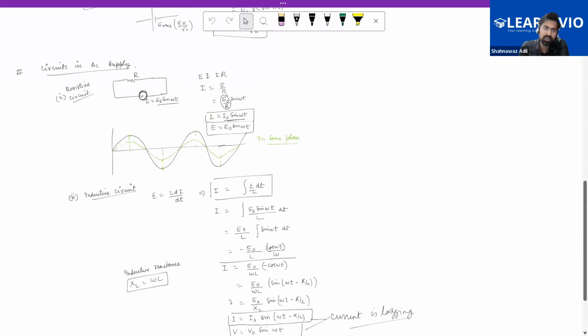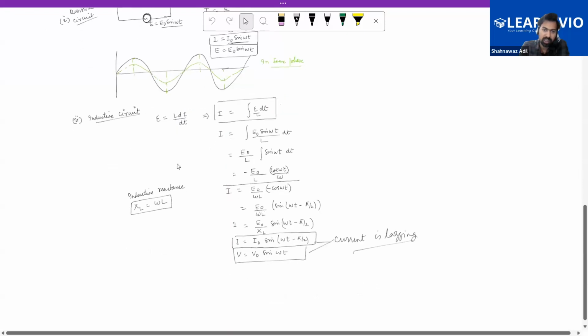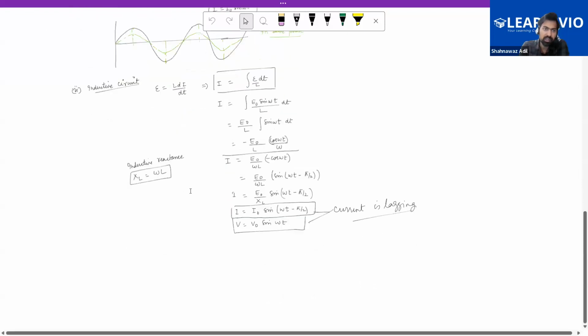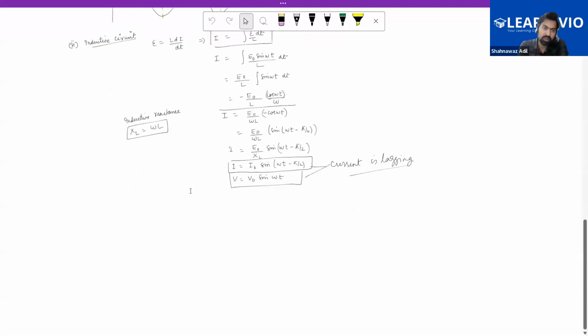So we know what the voltage is in the resistive circuit, what the voltage is in the inductive circuit, and then let us talk about the voltage in the capacitive circuit, right? The reactance in the inductive circuit is this thing, omega L, right? This is what we got.